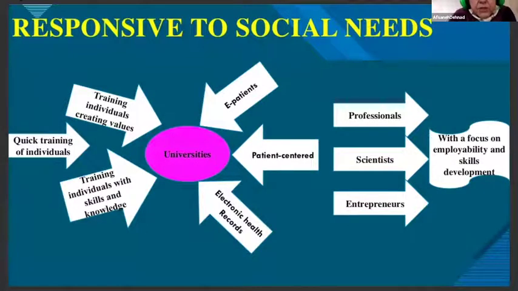From the aspect of social needs, universities are influenced by quick training of individuals. Society needs quick training of individuals who could create values, individuals with skills and knowledge. The new generation of universities are also influenced by e-patients, patient-centered approach, and electronic health records. So they should train individuals to be professionals, scientists, entrepreneurs with a focus on employability and skills development of how to do things.